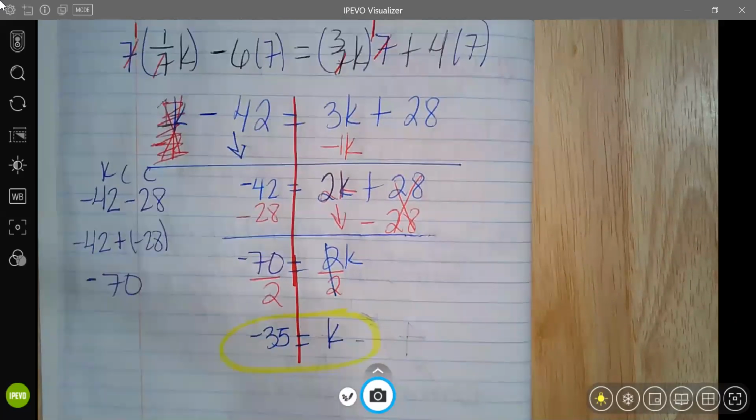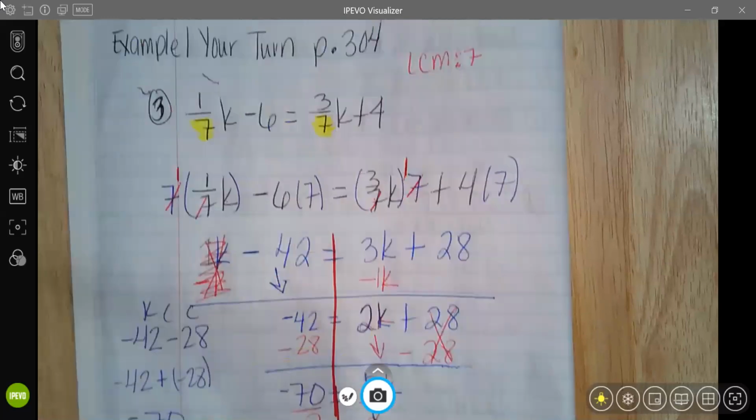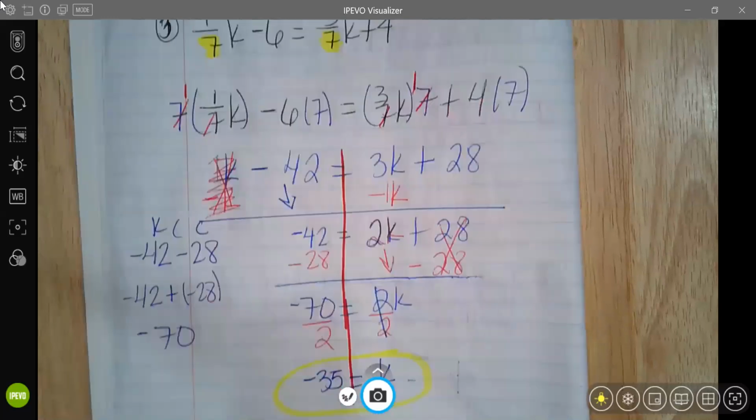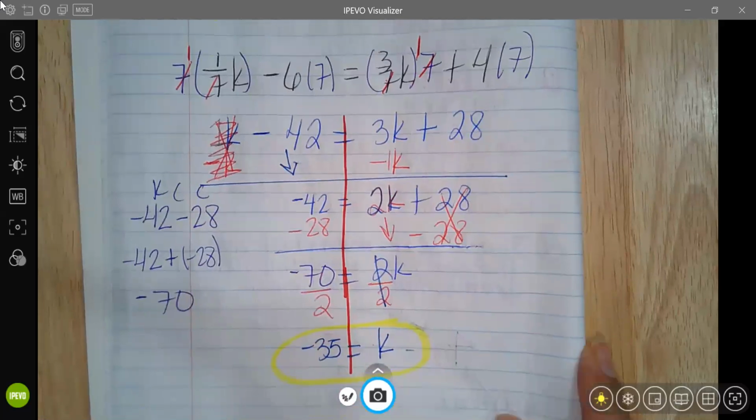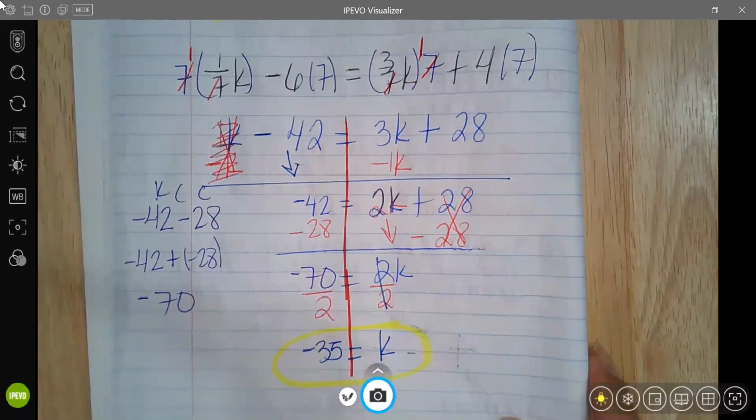Okay, hopefully you got that one correct. If not, please make changes. And if you need a little bit more help with the fractions, let me know, and I'd be more than happy to help you out.